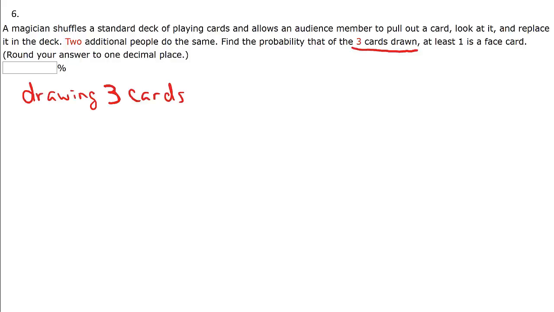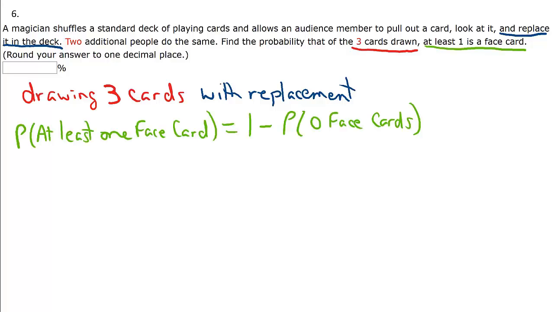So first of all, we're drawing 3 cards. We're drawing with replacement because it says once we draw it, we replace it in the deck. We just observe what we get, but then we put it back in the deck. And of course, reshuffle. We've talked about this before, but when you're asked to find the probability of at least one, the best way is to find the probability that something doesn't happen and use the complement rule to say 1 minus that probability is the probability that you get at least 1.